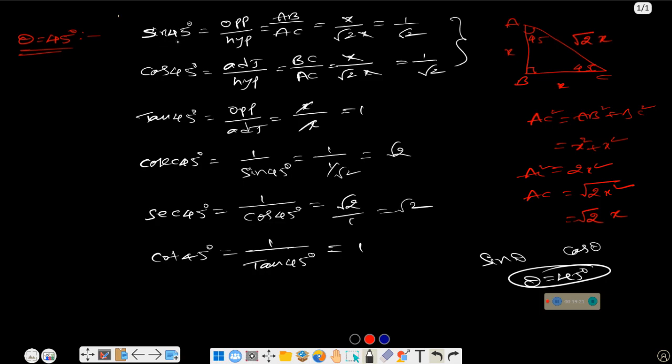And tan 45 1. Cosecant is the reciprocal of sin. Sin 45 1 by root 2. 1 by root 2 reciprocal root 2. Secant is the reciprocal of cos. Cos 45 1 by root 2. 1 by root 2 reciprocal root 2. Cot 45. Cot is the reciprocal of tan. Tan 45 1. So 1 reciprocal 1 only. Understand this one? So they are the trigonometric ratios at theta is equal to 45 degrees.